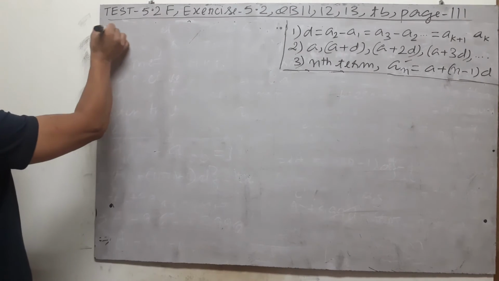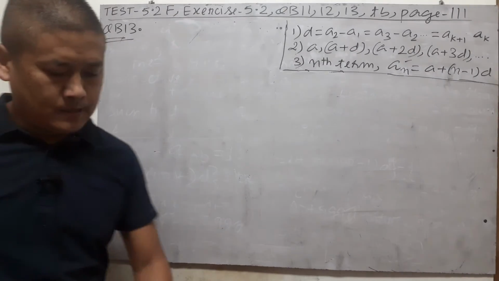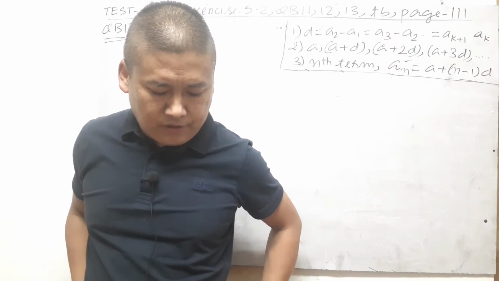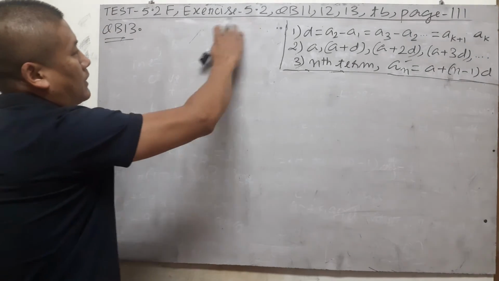And question B13, the last question for this test part. Let me read the question. How many 3-digit numbers are divisible by 7? So it's quite easy, but I'll take some time to explain.